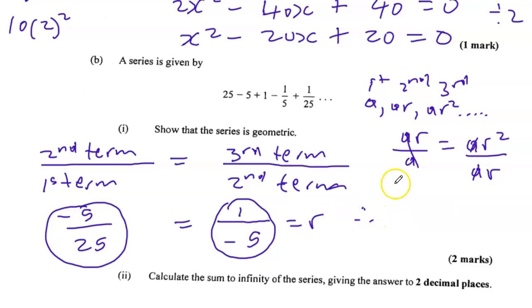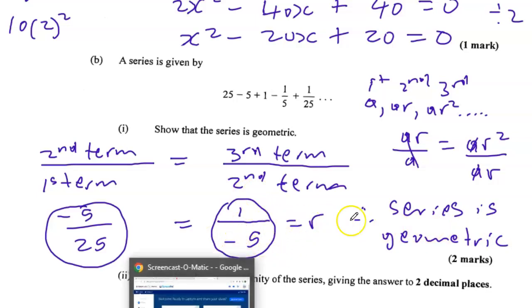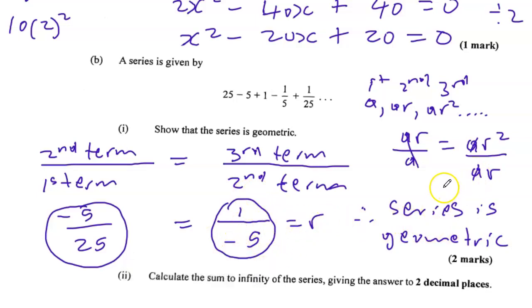So therefore, the series is geometric, since a term divided by its preceding term gives us a constant, and that constant is what we call r. In this case, it's negative 1/5.